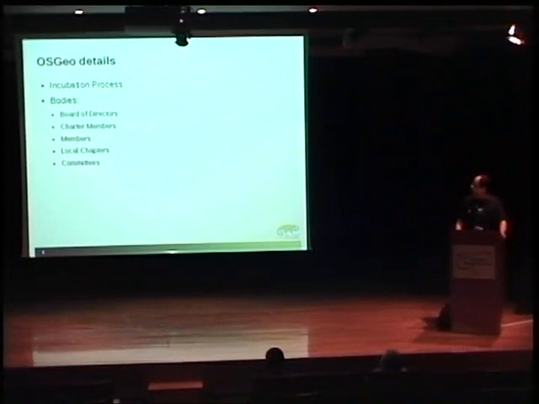So OSGeo is some sort of an organization that tries to incubate new projects and make them official OSGeo projects in order to make sure that they are working as expected. And there are several bodies that are working under the OSGeo umbrella in order to make the goals feasible. So we have a board of directors, which are elected from charter members. Charter members are contributors to open source projects that are well respected or recognized among the community.